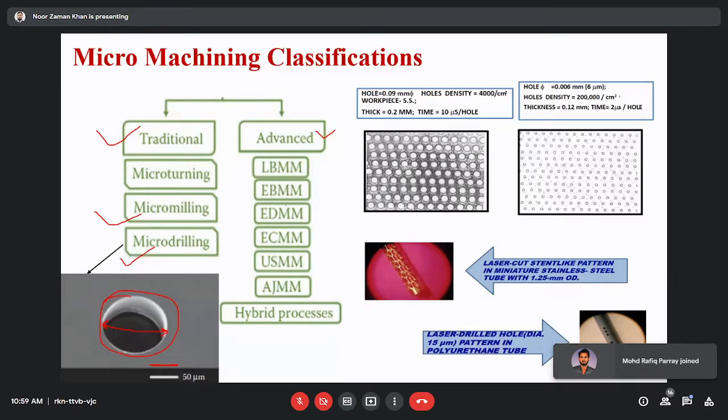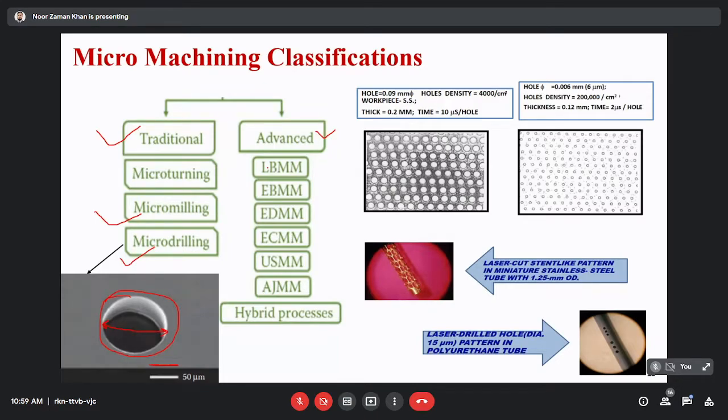If you talk about advanced micro machining processes, though we have these traditionally available micro machining processes, then why do we require these advanced micro machining processes? Earlier we had micro turning, micro milling, or micro drilling. Then why do we need to go for advanced micro machining processes?